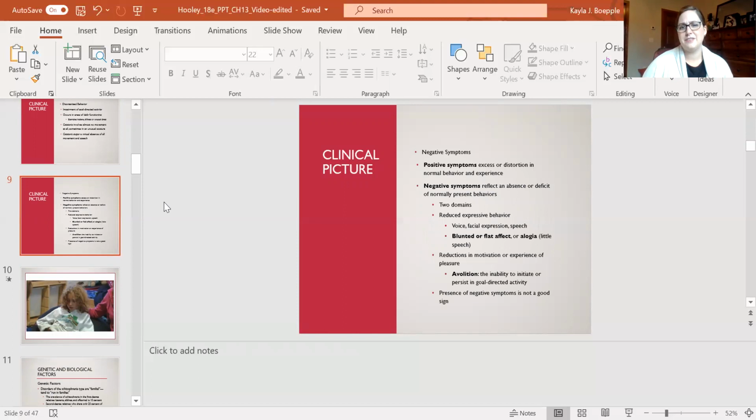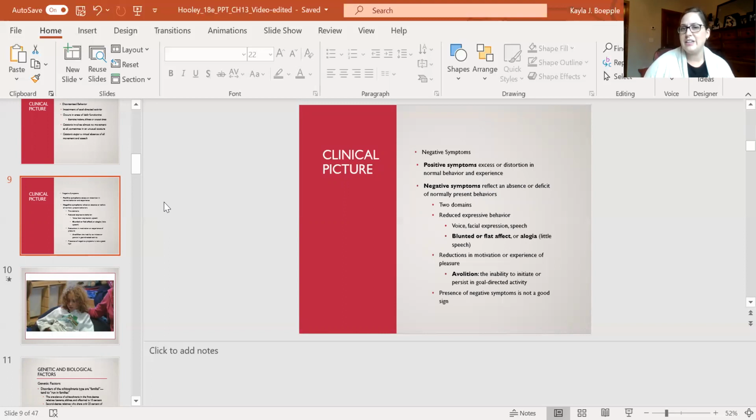When we talk about schizophrenia, we oftentimes talk about positive symptoms and negative symptoms. When we're talking about positive symptoms, we're not talking about good symptoms. We're talking about symptoms that are excess or distortion in normal behavior and experience, symptoms that you're not going to see in a normal person without schizophrenia. So a positive symptom is something that only somebody with schizophrenia is most likely going to have.